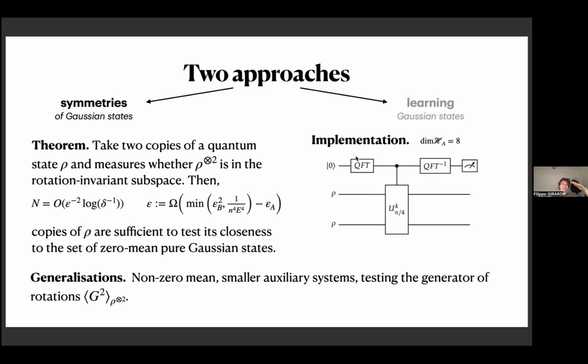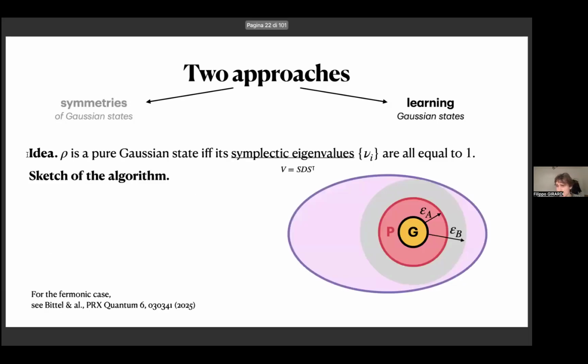So there is this trade-off between implementation and the number of copies that you need. But in any case, you would get a polynomial number of copies with respect to system size. And this approach, if you want to have a look at the paper, can also be generalized to non-zero mean states. Also, as I said, with a smaller auxiliary system or other kinds of tests, like testing the generator of the rotations. But let me move now to the case of learning.